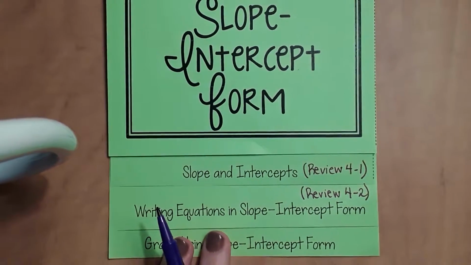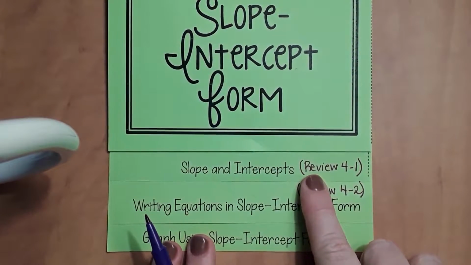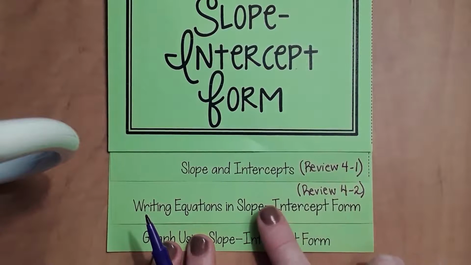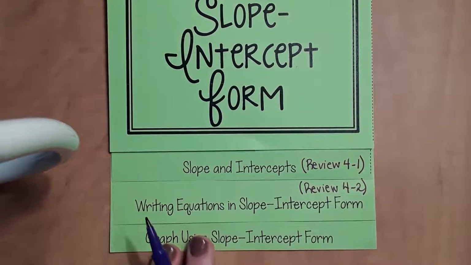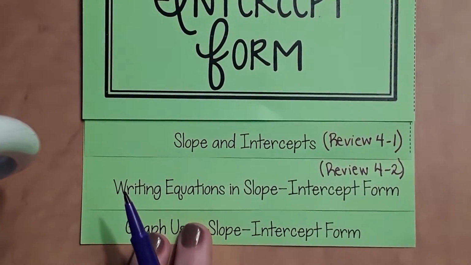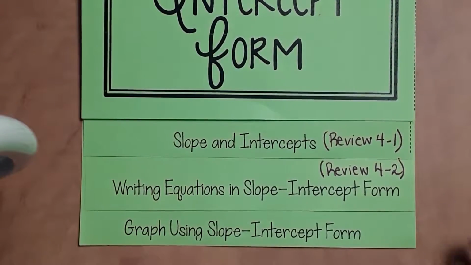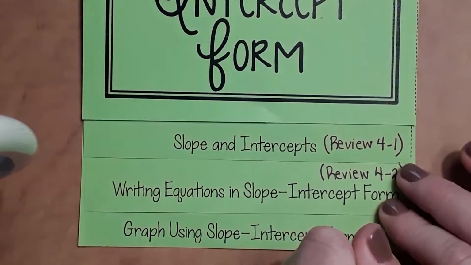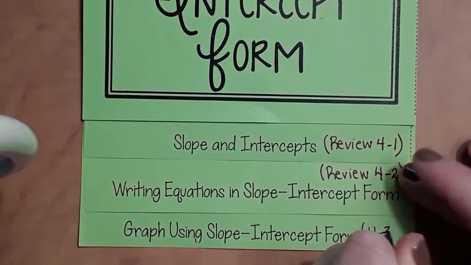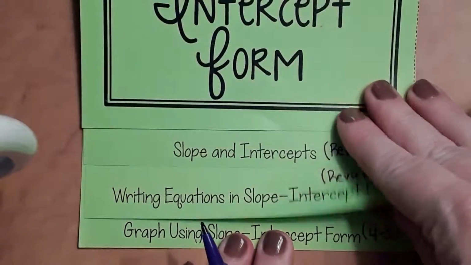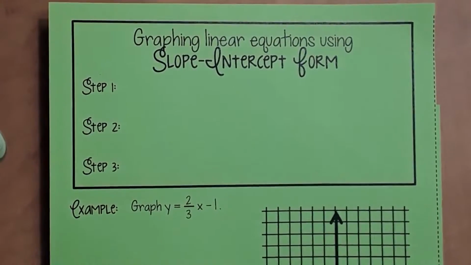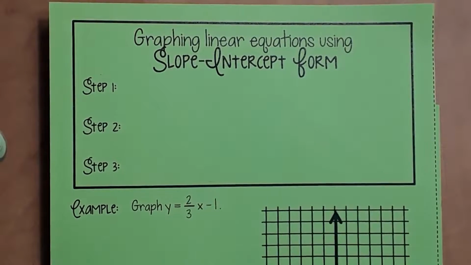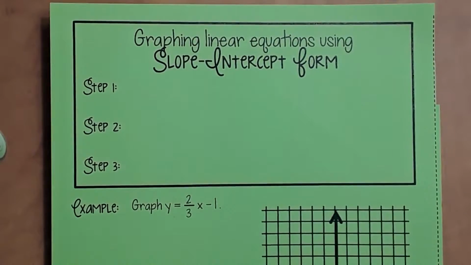Right, we've discussed slope and intercepts, review for 1. We've discussed writing equations in slope-intercept form, review for 2. And now we are going to use slope-intercept form. This is section 4-3. All right, let's open that up on our foldable. Ladies and gentlemen, we are going to discuss the steps in graphing linear equations using slope-intercept form.